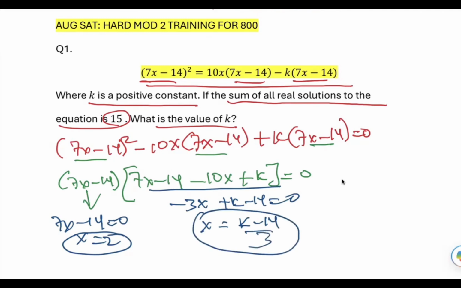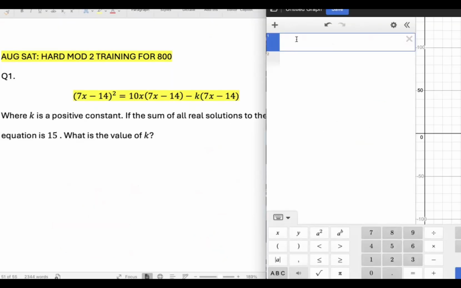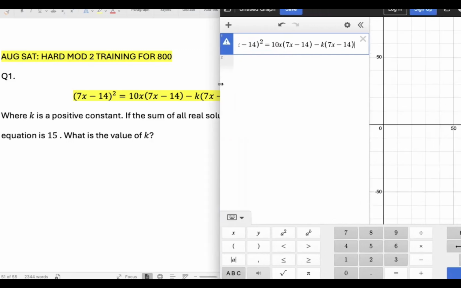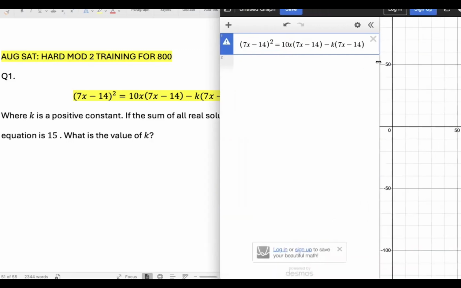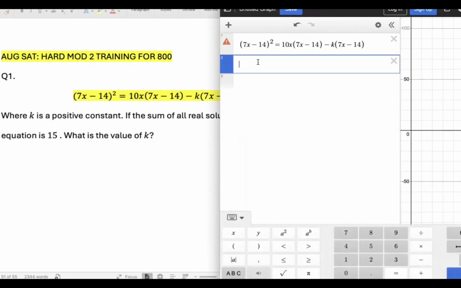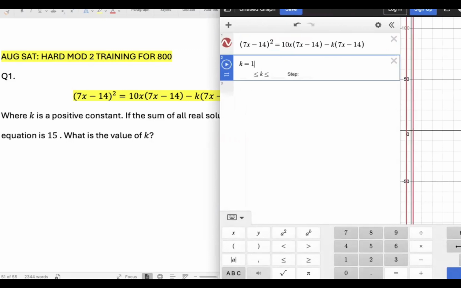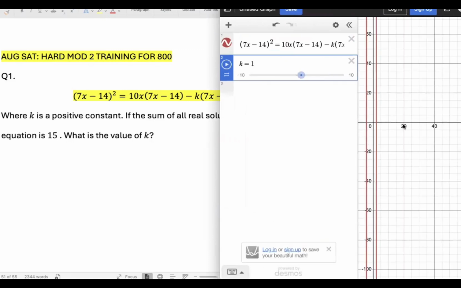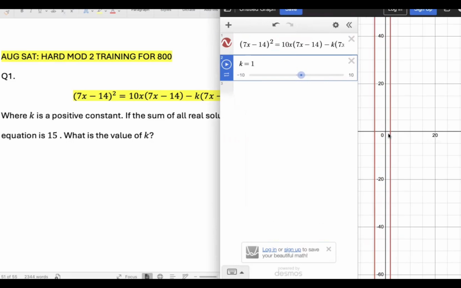Put this in Desmos, and Desmos will help you solve it easily. Then I'll show you how you can use Desmos from the beginning. So let's go to Desmos. To use Desmos, just input the function that you've been given, the same thing. Don't change anything, just the expression. And I'll pick a slider, K is equal to 1. When I pick it, it plots the function for me. You see, there are two solutions.